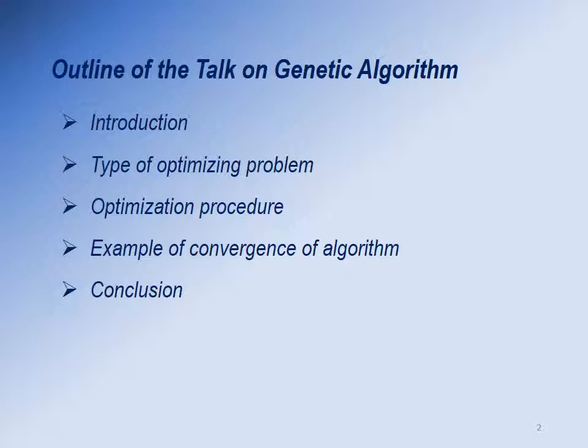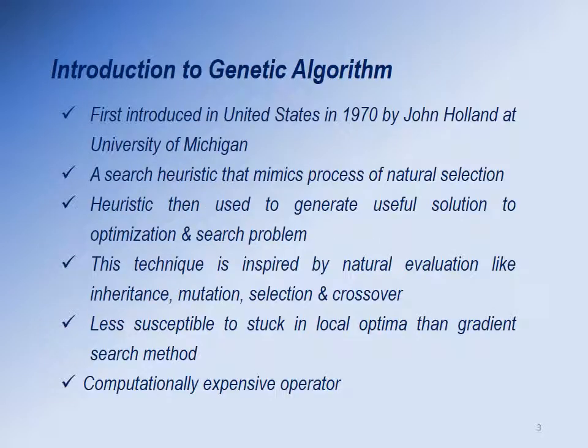Now in the next slide I'll show how genetic algorithm has been introduced. At first, genetic algorithm was introduced in the United States in 1970 by a person named John Holland, who is from the University of Michigan. This algorithm is a search heuristic that mimics the process of natural selection. This heuristic is then used to generate useful solutions to optimization and search problems. This technique is inspired by natural evolution, like inheritance, mutation, selection, and crossover.